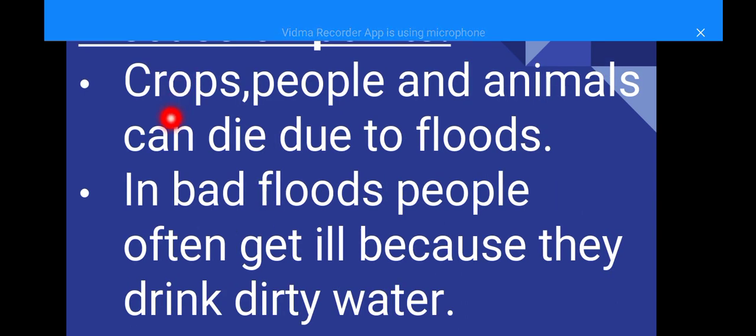Next, crops, people and animals can die due to floods. The same condition we can face in droughts, we could face in floods also: every kind of life will be impossible if water overcomes everywhere. And in bad floods, people often get ill because they drink dirty water. We discussed this earlier in detail: if you are not getting clean water or are forced to use dirty water, you can get ill.